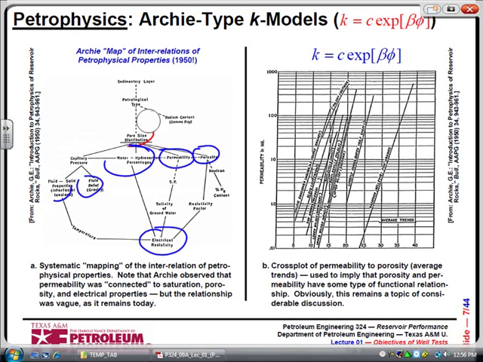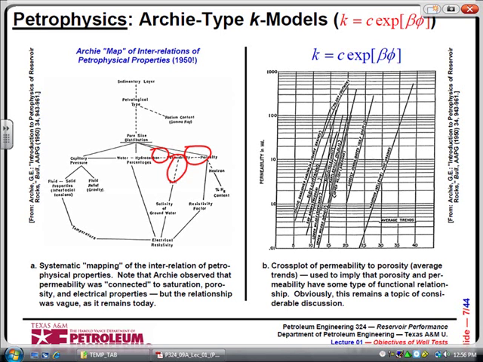I'm going to erase these for the purpose of identifying some relationships. Archie, 1950. He said the relationship here between saturation and permeability wasn't clear. The relation between permeability and electric logs is not clear. And the relationship even between permeability and porosity is not clear. Wow. So this is a pretty simple cartoon that basically tells you why you're going to have a job.